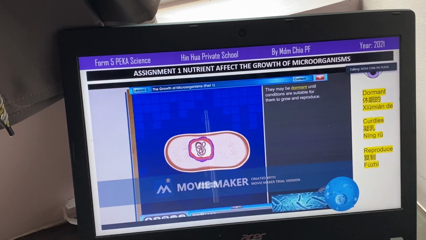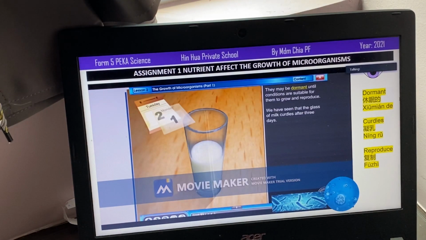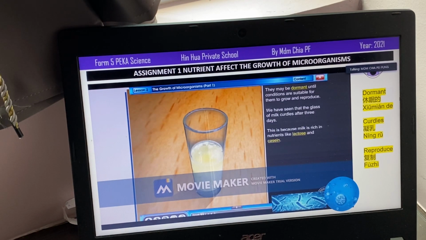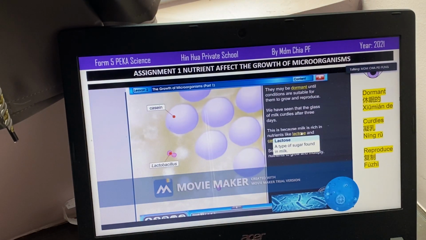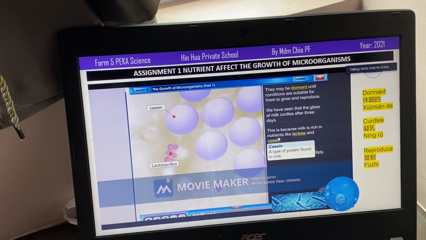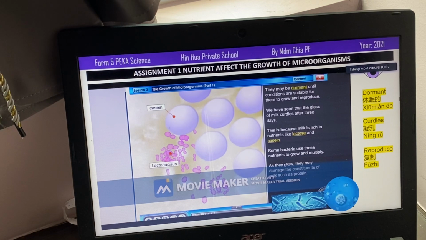Dormant 的意思就是休眠的，就是 inactive. Okay, until conditions are suitable for them, they will start to grow and reproduce. 那么我们的奶，OK 放在桌面，隔了一天，当然 it is a very suitable condition for the microbes because it has nutrients. Now in this video, it said that milk is rich with nutrients like lactose and casein. Lactose is glucose, food for the bacteria.